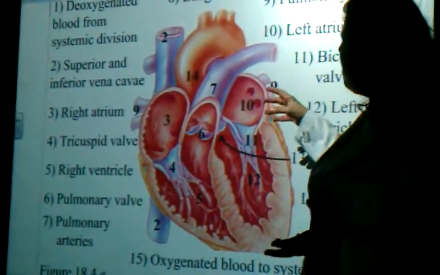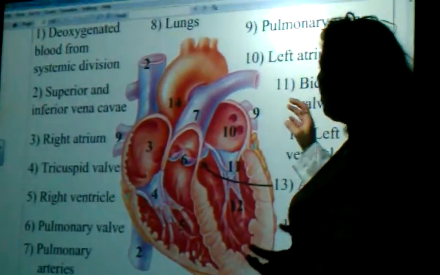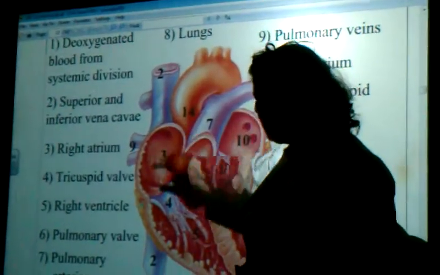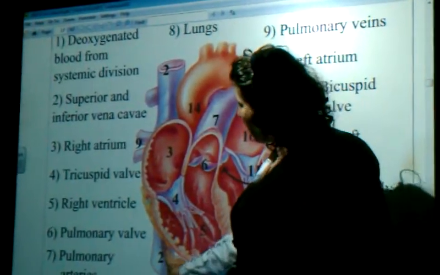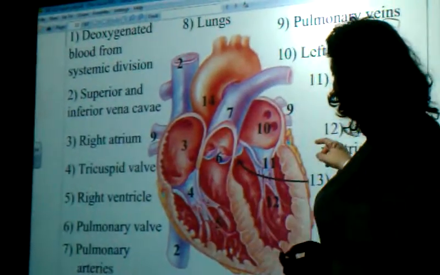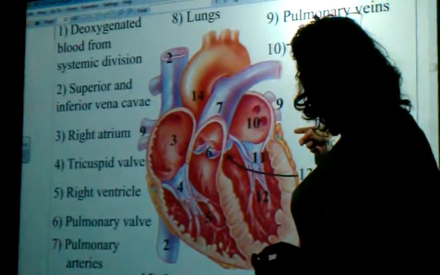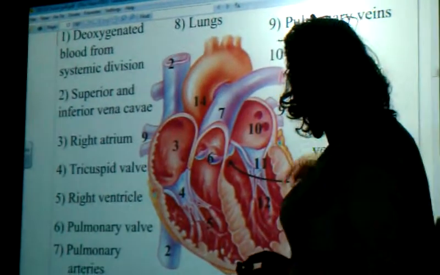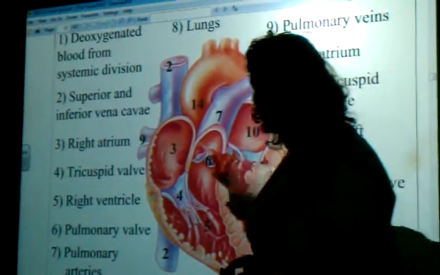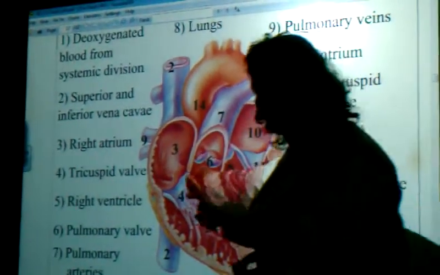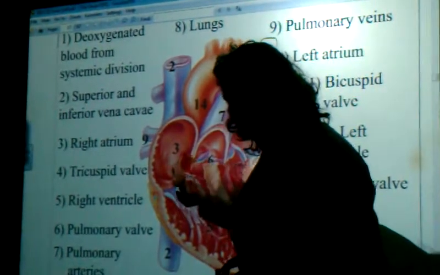We can see our veins that are bringing blood to the heart. Superior vena cava, bringing blood to the right atrium. Inferior vena cava, bringing blood to the right atrium. We also have, where are our pulmonary veins? Right there. Yeah, 9. Pulmonary veins going to our left atrium, and then our coronary sinus, we just see the opening to it.